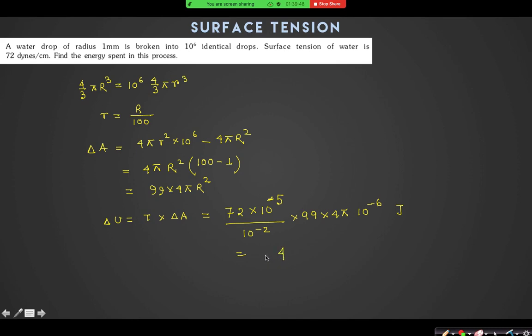So 864, 870 near about, you can say, right? Into 10. So I got near about 900. 8.9 into 10 to the minus 9. So something like 8 point something you can assume. It is 8.9 into 10 power minus 9 joule, or microjoule, you can say. Not micro, it is nanojoule, right? 8.9 into 10 power minus 9 joule. That should be the answer of this question.